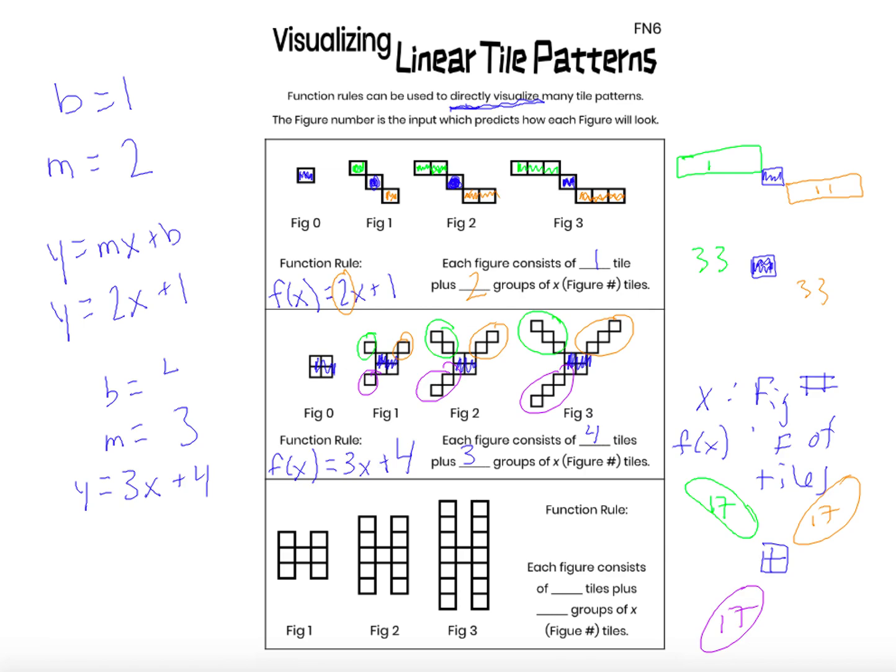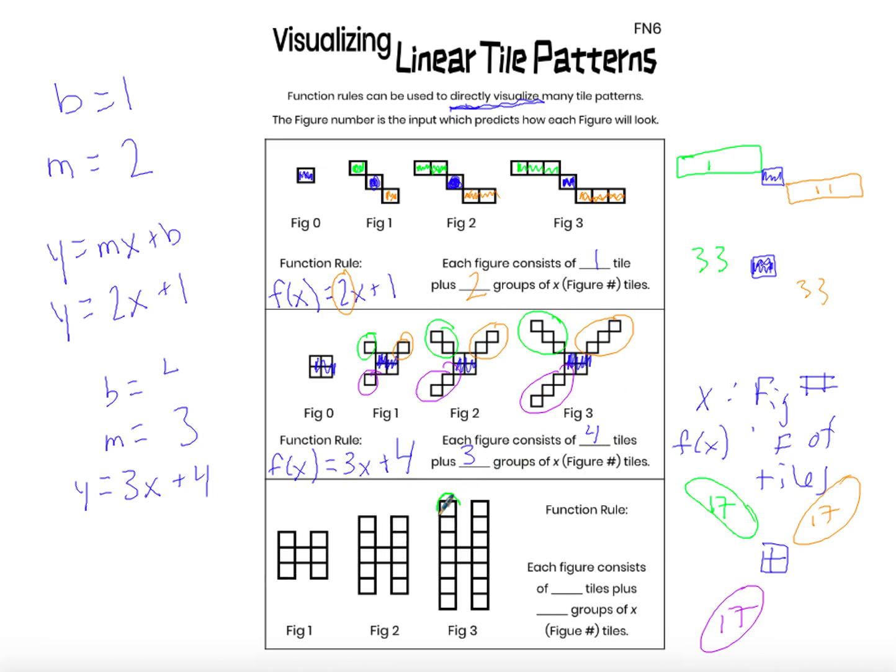For our last tile pattern, let's go ahead and try to directly find the function rule by visually looking at the tile pattern rather than identifying start value and rate of change and working backwards. So here I am looking for some groups of 1, 2, and 3. And notice I'm not given figure 0, so I would need to work backwards if I were using my linear understanding. So I'm looking for some number of groups of 1, the same number of groups of 2, and some groups of 3. So let's see.